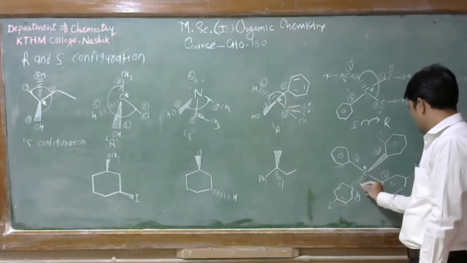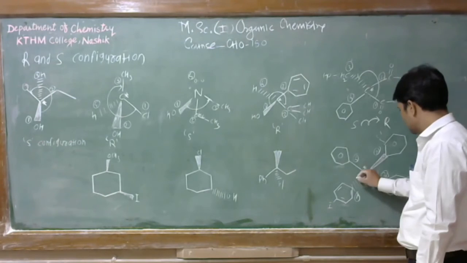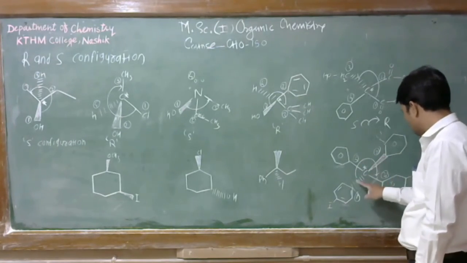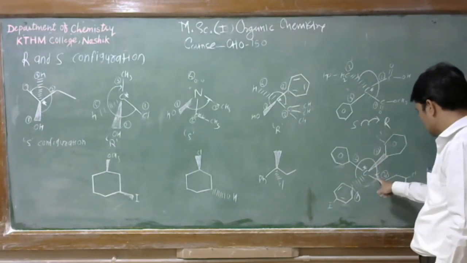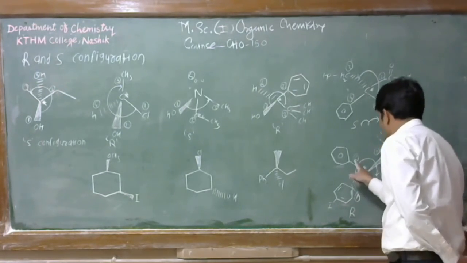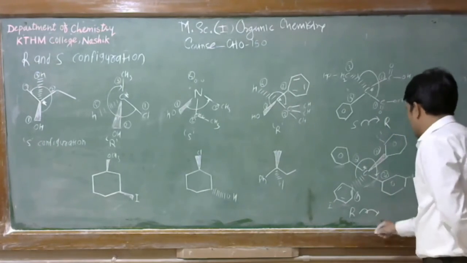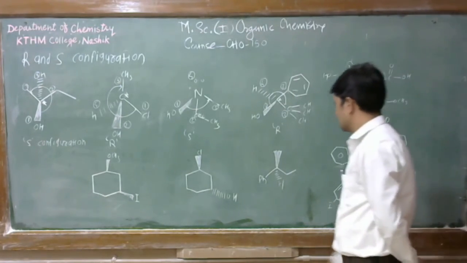So we move from 1 to 2 via the 4 and 3. See, 1 to 2 and 2 to 3. So it will be the R configuration. But see here, the least priority group is not directed to the back side. Therefore, R changes to the S configuration.